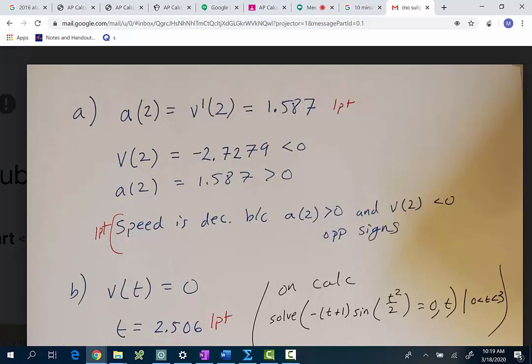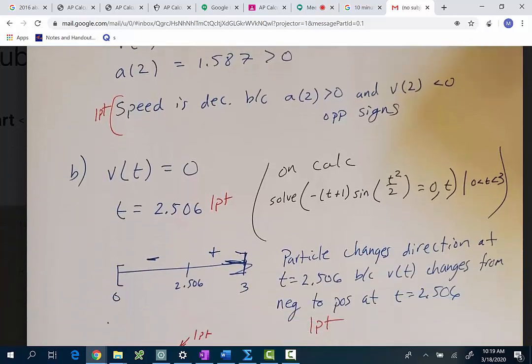And it asks, is the speed increasing at time 2? Why or why not? I think I actually answered this a little bit wrong. We probably should have the word no in there because it says, is the speed increasing? So we should probably say no, the speed is decreasing. But we're just speeding up, slowing down, we're checking signs. We're plugging it into velocity, which was negative 2.72. Then we're plugging into acceleration, which we already did, which was positive.